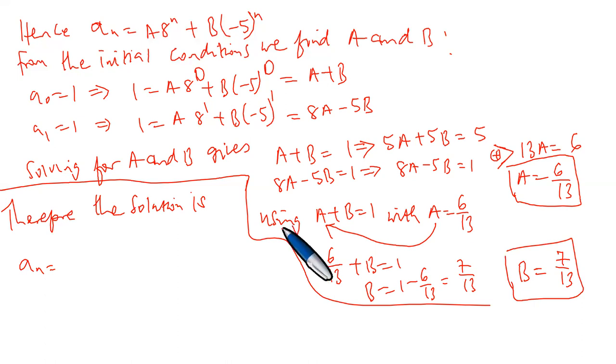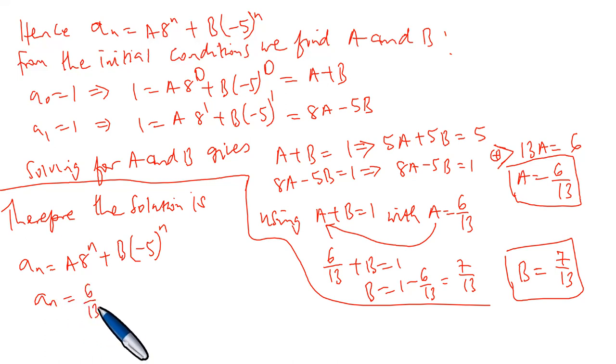Okay, this is the general solution we wrote down. Right, from the general solution, this one, which is a to the power that, b to the power that, which means a is 6 out of 13, a to the power that plus 7 out of 13 minus 5 to the power of that. Okay, so that's what we get. So therefore the solution is that one. All right. 6 out of 13 and 7 out of 13 there. Okay, so we're done with that.